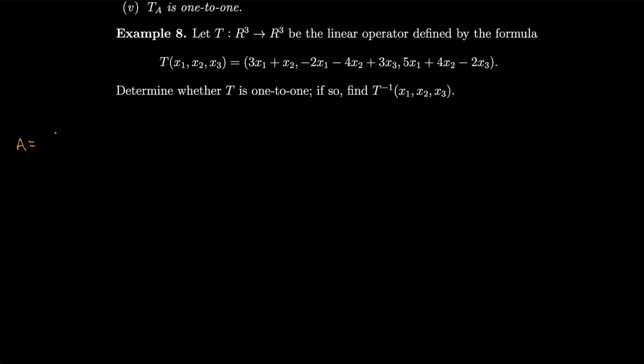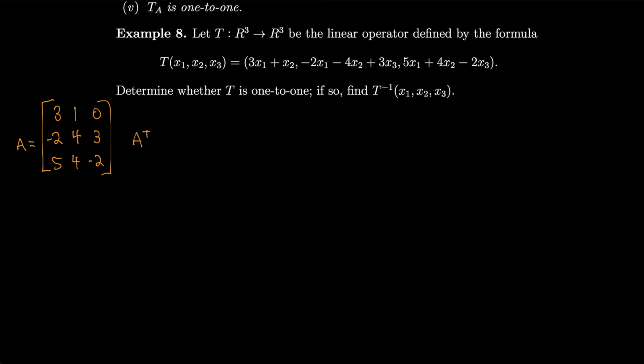So I'll put 3, 1, 0. For the second row, let's look at the second entry in the output, so that's -2, 4, 3. And lastly, we have 5, 4, -2. So that's our matrix A for the transformation.